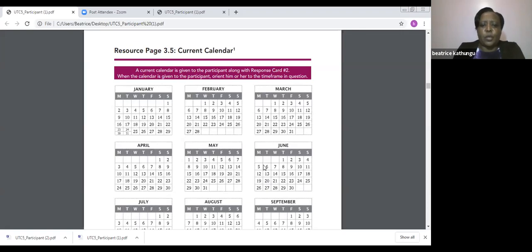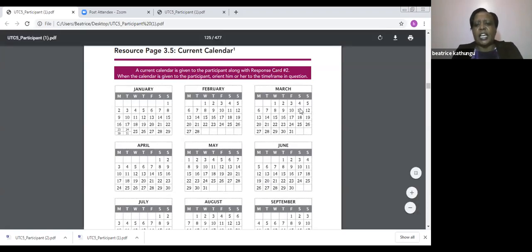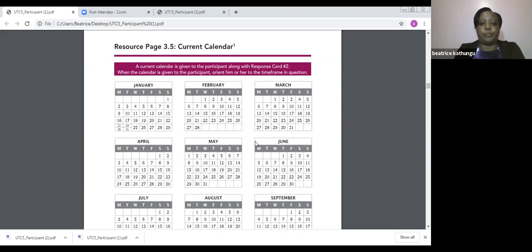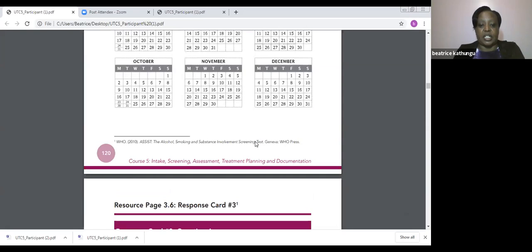And they'll be able to say 1 month is May 13, another month is April 13, and another month is March 13. So they will now know the period you're going to be thinking about is between 13th of March and 13th of June. That gives them a frame of mind to be able to think about their use of the substances. So this helps the client. And please let the client keep this calendar until the end of the screening.